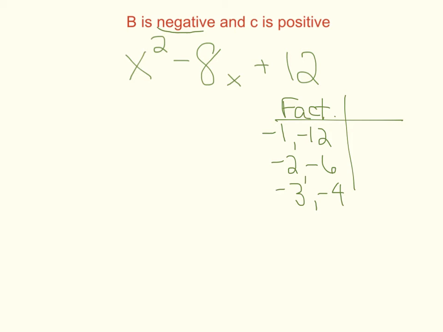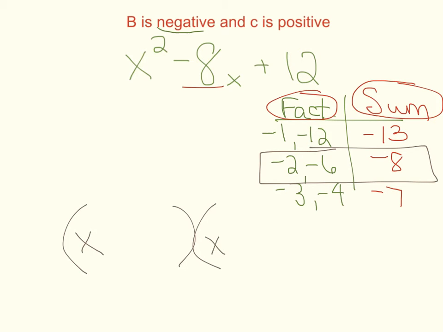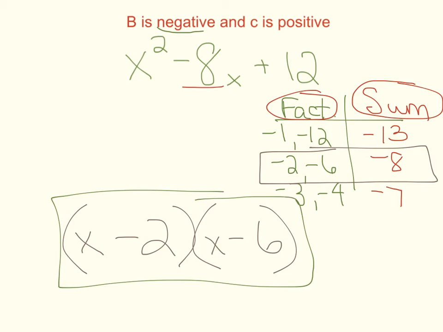So when I find the sum of those factors, I get negative 13, negative 8, or negative 7. Well, if you remember, we were trying to find a 12, which is what all of these numbers are, but then we were also trying to find one that has the sum of negative 8, which would be this example. So now you can factor it out. You have your x and your x. One of those would be negative 2, one of those would be negative 6. And this would be your factoring of this quadratic equation.